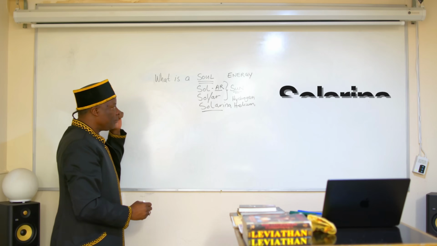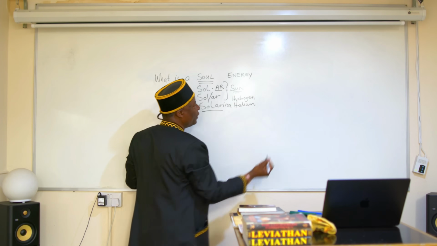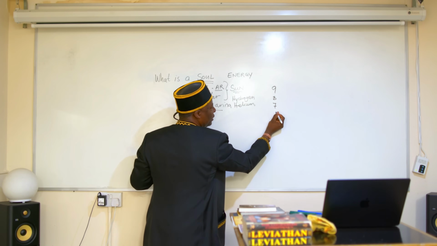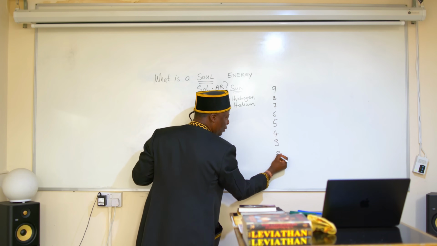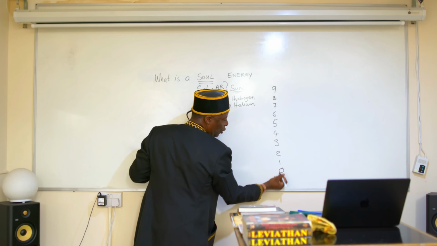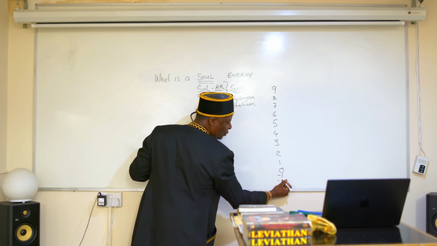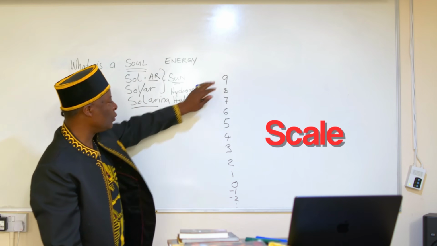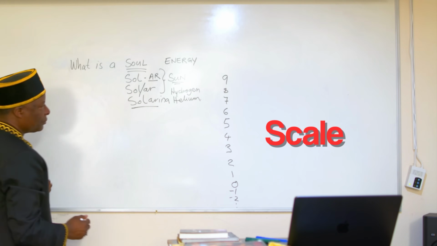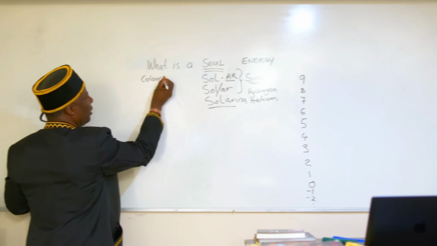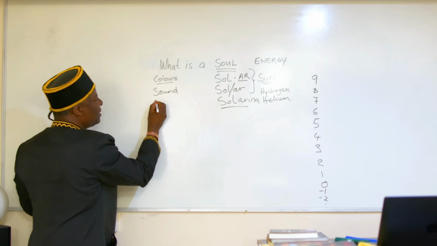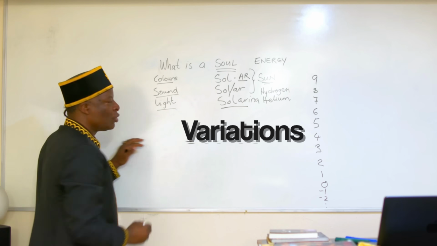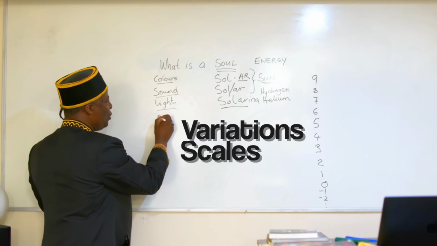And when we look at energy, let's say anything you think about, even numbers, we start from number 9, going down: 7, 6, 5, 4, 3, 2, 1, 0. And you can also go to -1, -2, etc. This is important because you're dealing with a scale. And when you're dealing with scales, if you take colors, sound, light, all of these have variations or scales, even when you're dealing with music.